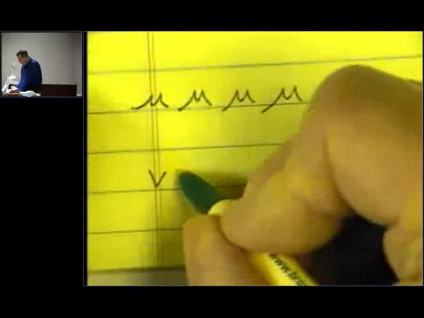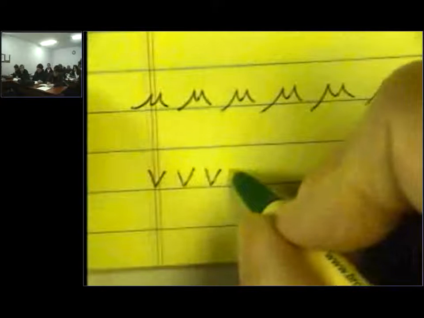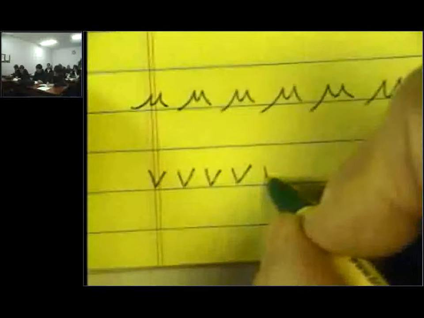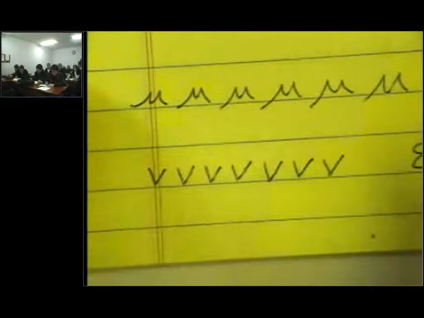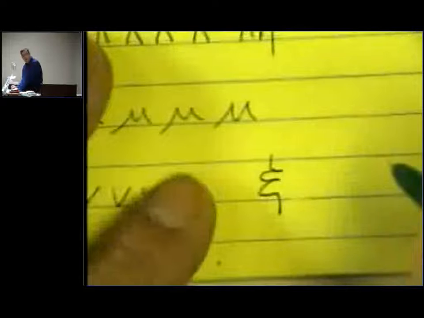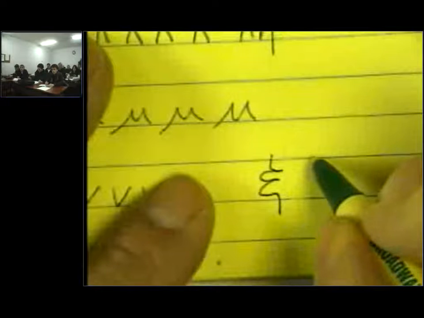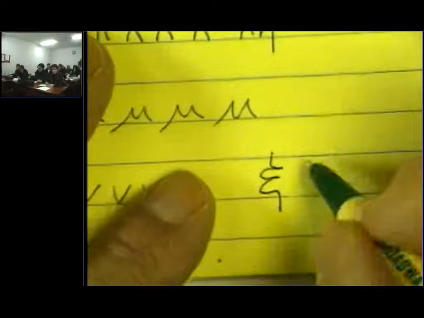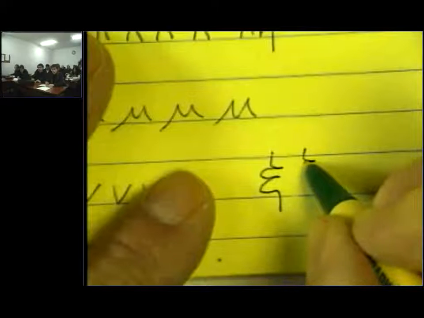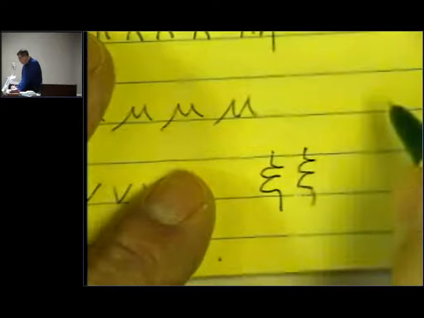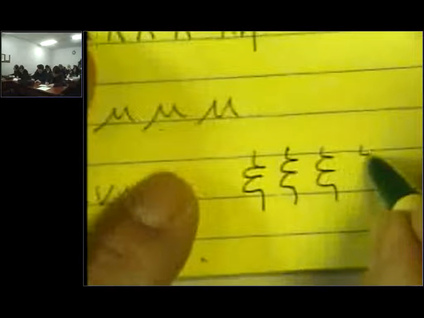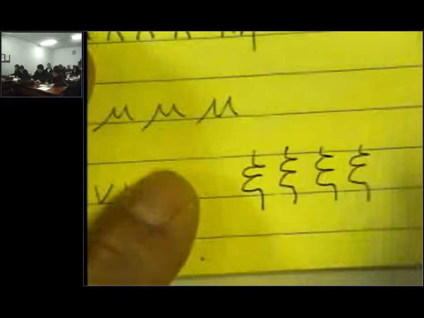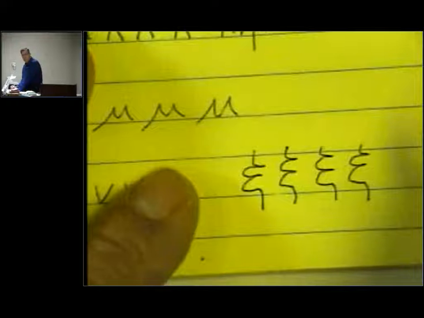New. All right. Now, this was the one that was a little bit more difficult to write. This is a C. We start at the top with a little loop, we make two bigger ones, and then one at the bottom. It's the C.